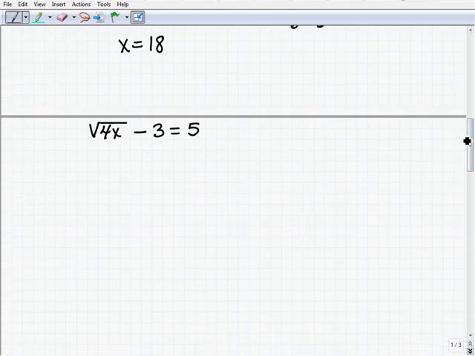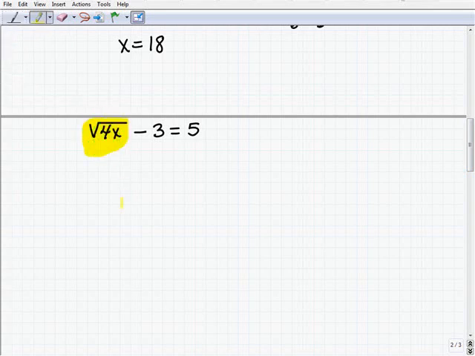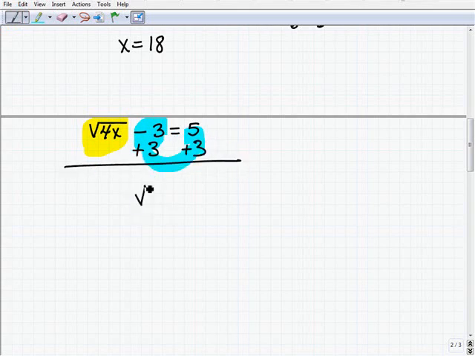Here's our first problem where we're going to have to do one step to isolate the radical before we square both sides. We want to have this square root of 4x all by itself on the left-hand side. So how can I get that all by itself? I'm going to have to move this negative 3 over to the right-hand side. I'm going to do that by adding 3 to both sides of the equation. And now I have the square root of 4x equals 8.